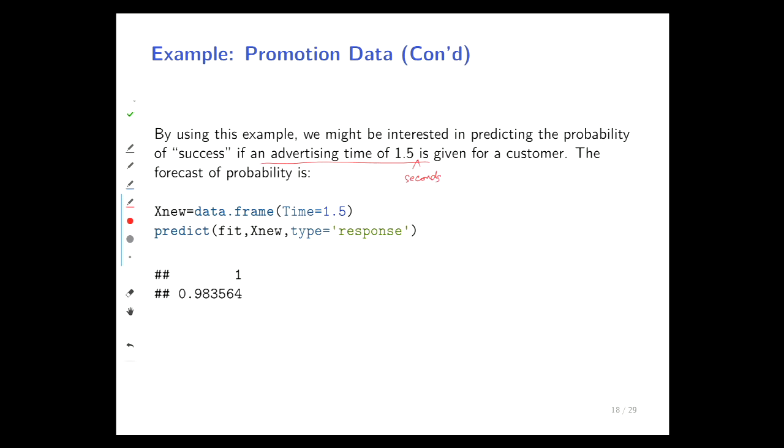So what we need to do here is that, firstly, we define this new variable as 1.5, and the next step is to input this new variable in this data frame. And then we input this data frame in this predict function. I think that's kind of standard in this course, so always be careful when you use this predict function. And here you can specify type equals response. And finally, you will obtain the forecast of probability of success.